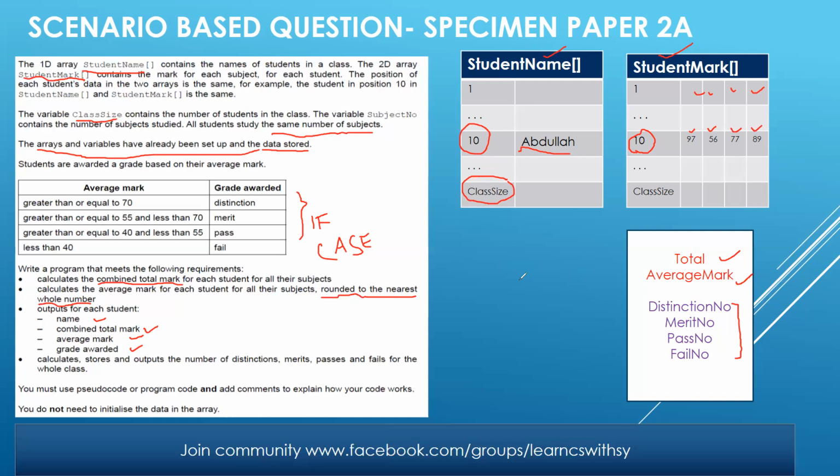Please, any queries, ask before we move on to the actual pseudocode. We are clear that we have 2 arrays given, with the data stored in these 2 arrays. We have to go for the awarding of the student a grade, and we have to calculate the total marks obtained. We have to calculate the average mark obtained by each child. We have to display output for each student: the name, the marks scored, the total marks that he has scored, the average mark, and the grade awarded. Any questions?